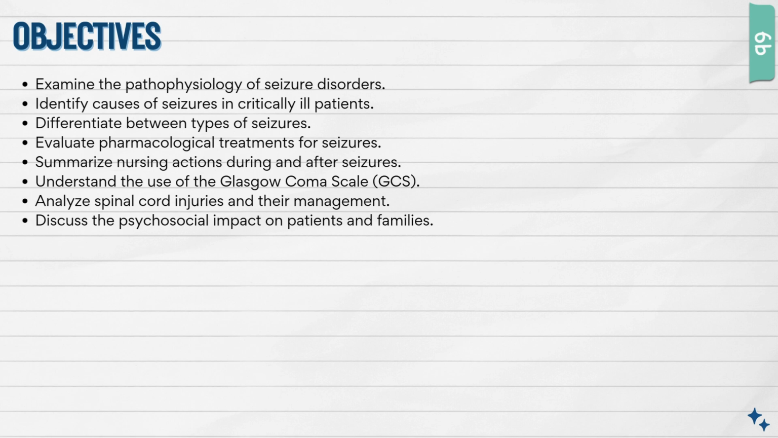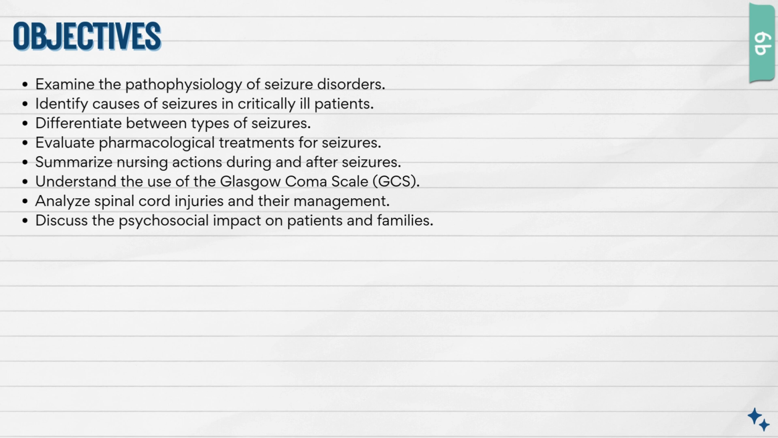We'll start by examining the pathophysiology of seizure disorders, understanding what's happening within the brain during a seizure. We'll also then identify some of the causes of seizures, especially in those critically ill patients. And then we're going to differentiate between the different types of seizures and evaluate the pharmacological treatments available, including some key medications you guys need to know. Nursing actions during and after seizures are also important, so we're going to quickly go over those and some of those best practices to ensure patient safety and recovery.